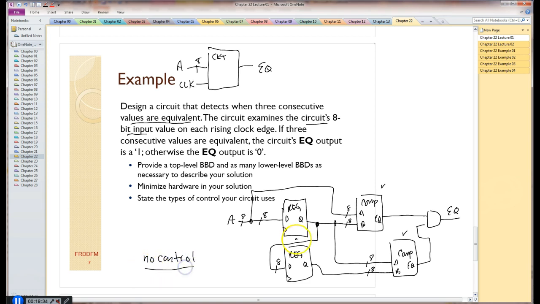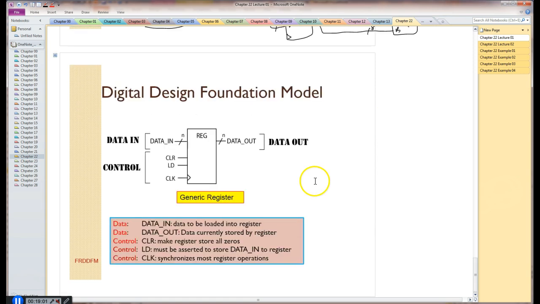Now, one issue here to notice is that I chose not to put a load input on the registers. If I had put a load input on the registers, it would have been something like this. I would have tied it high so that it's always loading. But I didn't really need to do that for this problem. It's understood that if there's no load input, it's always loading.